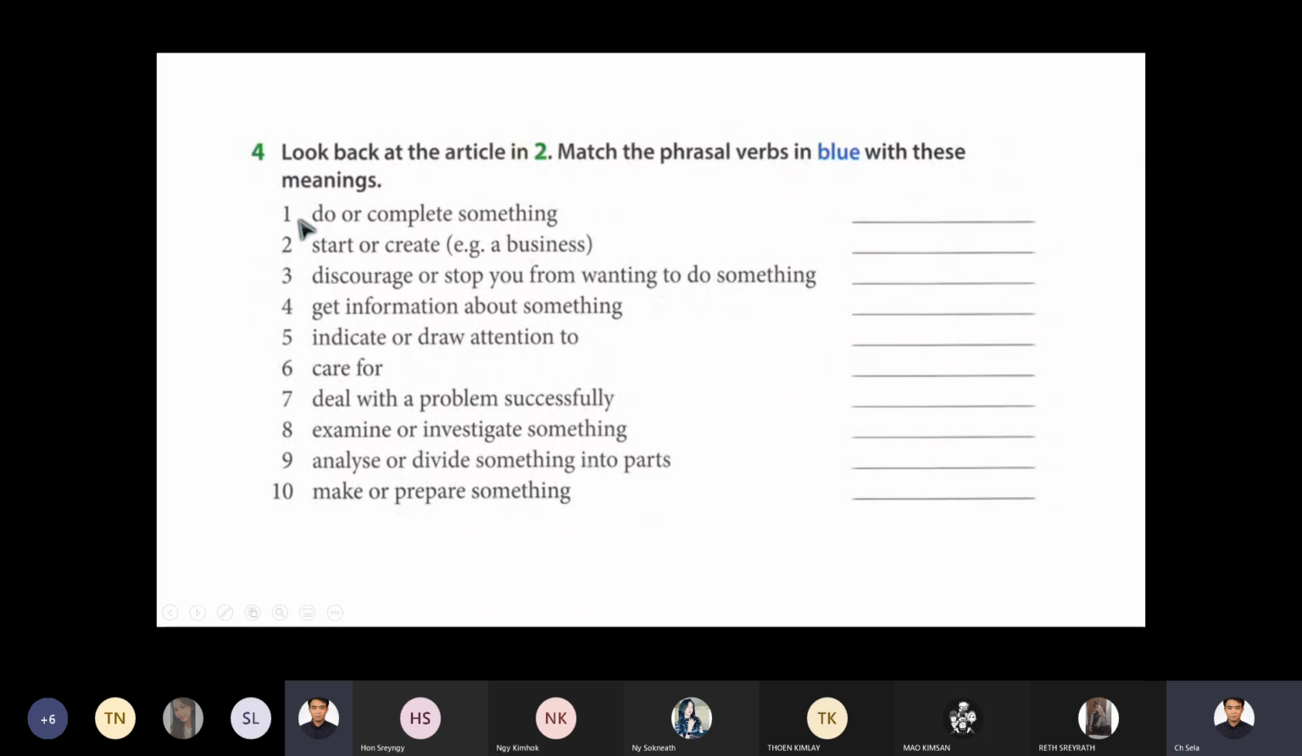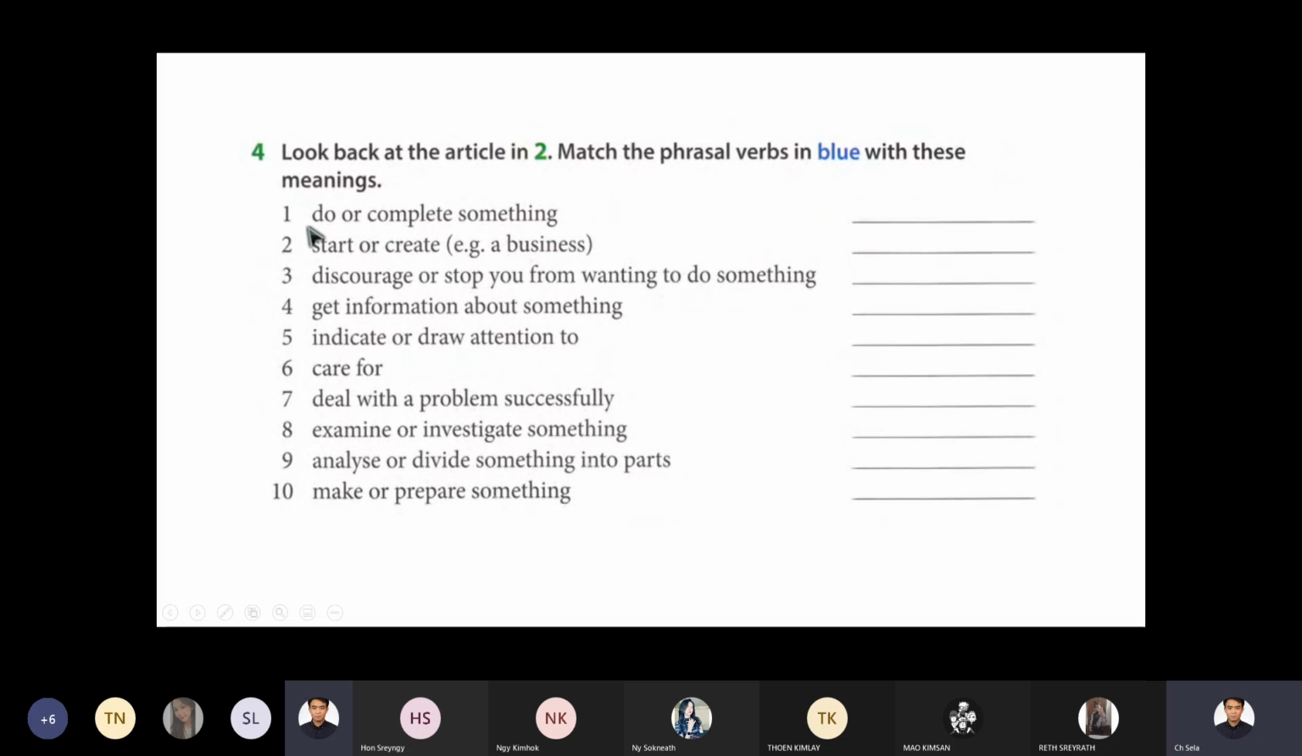So number one, do or complete something. Number two, start or create a business. Number three, discourage or stop you from wanting to do something. Number four, get information about something. Number five, indicate or draw attention to. Number six, care for. Number seven, deal with a problem successfully. Number eight, examine or investigate something. Number nine, analyze or divide something into parts. Number ten, make or prepare something. So match the blue words or phrases with these definitions.